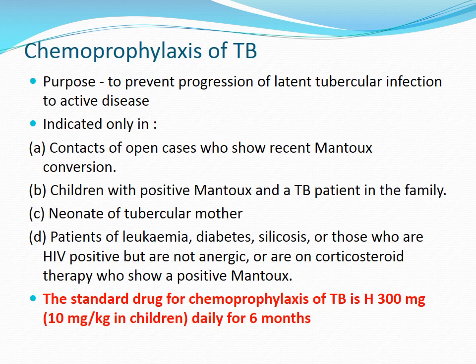So just like we are giving in the infants, but the dose here is 300 milligram. If it is children, then it is a 10 milligram per kg dose. Remember, here it is not 5 milligram per kg dose. Here it is a 10 milligram per kg dose daily for 6 months in the chemoprophylaxis of tuberculosis.